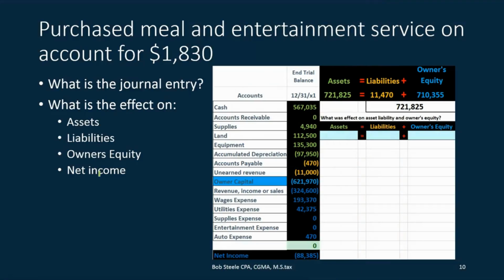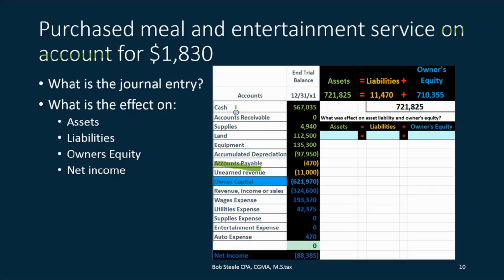Next transaction, purchase meal and entertainment service on account for 1830. So we purchased meal and entertainment on account. So is cash affected? No, because we purchased it on account. So we went out to the restaurant, purchased meals and entertainment for us and our colleagues as a business meal and entertainment, and therefore we put it on the credit card. So once again, we know that it's going to be the payable here. And we probably know which way it's going now, but it might be easier to think about what we got to see which way it's going.